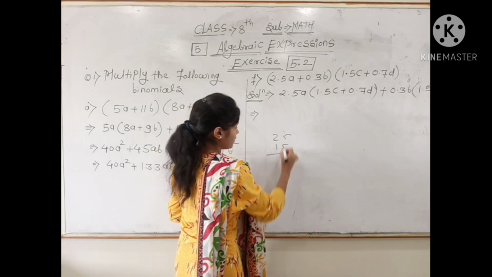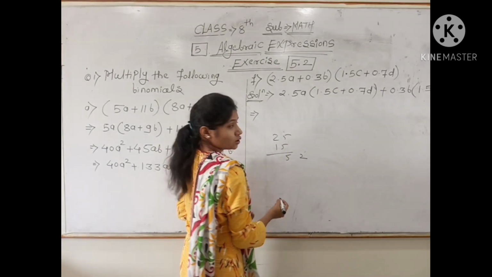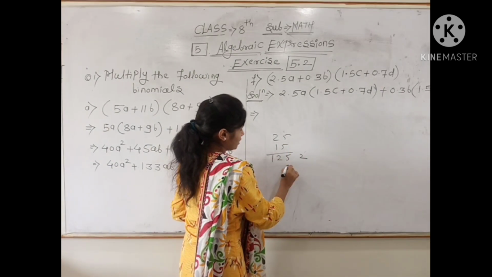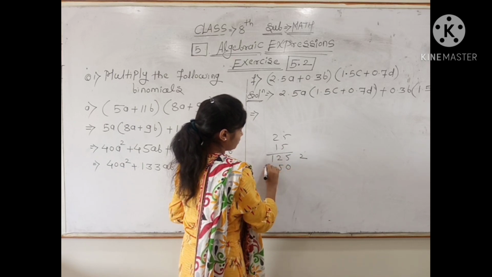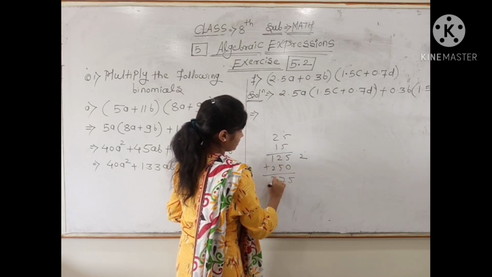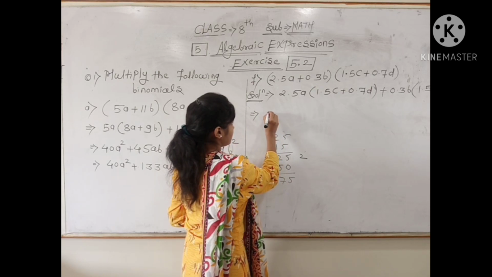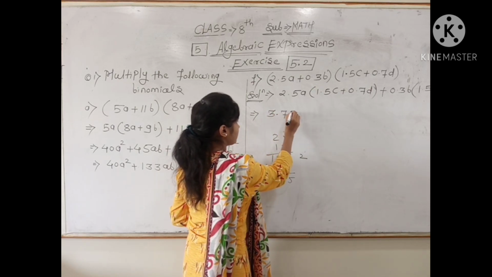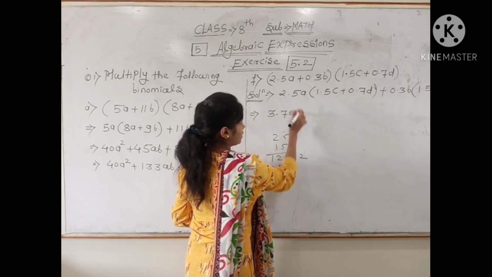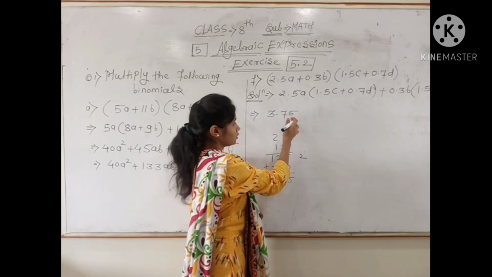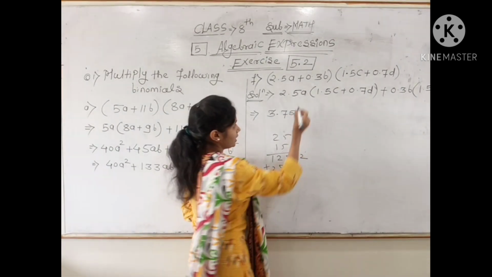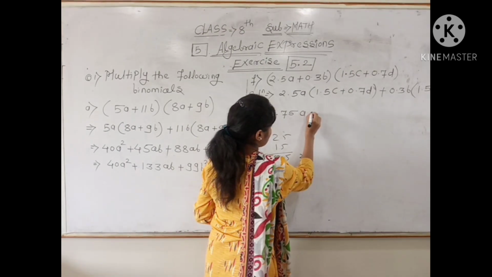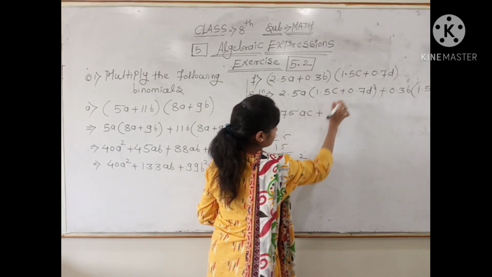Okay. So 5 5s are 25, carry 2. 5 times 2 is 10 plus 2 is 12. So what is the answer there actually? 3.75. Before the last two digits you have to put the decimal point. Okay. Then a multiplied by c is what? AC. After that you have to give the plus sign.